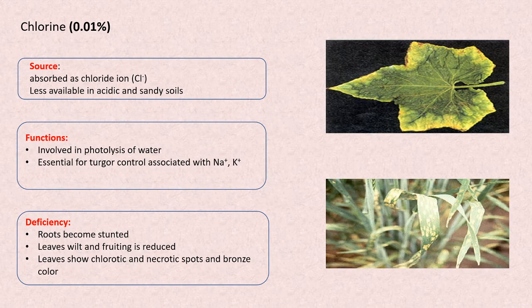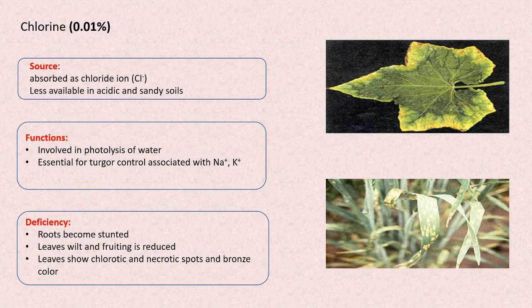Then it is essential to maintain turgor pressure, which is essential for turgor control associated with sodium and potassium ions. That is, the closing and opening of the stomata is also dependent upon this turgor control, which is associated with Na+ and K+ ions.